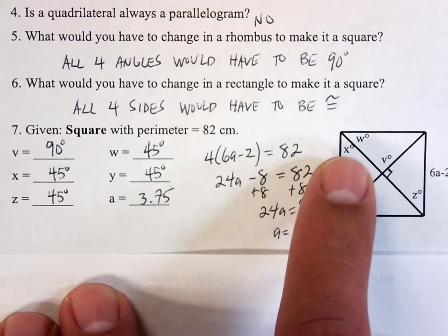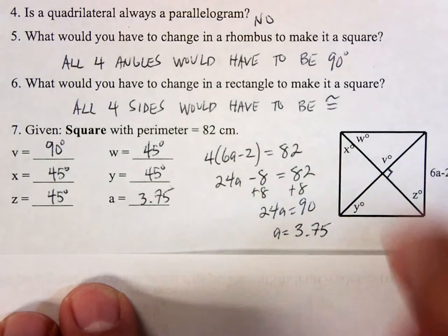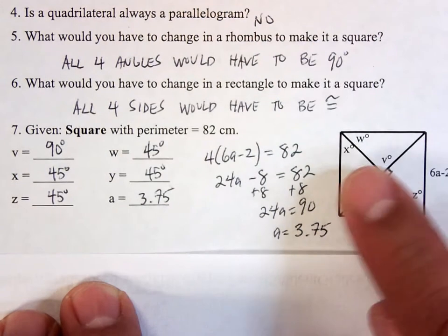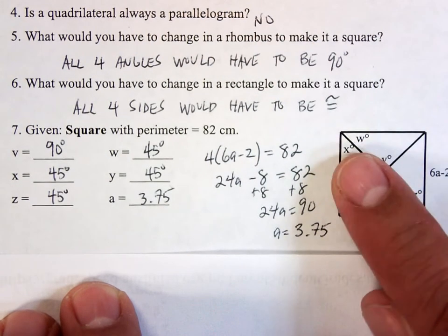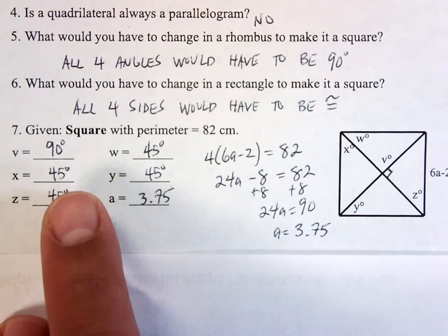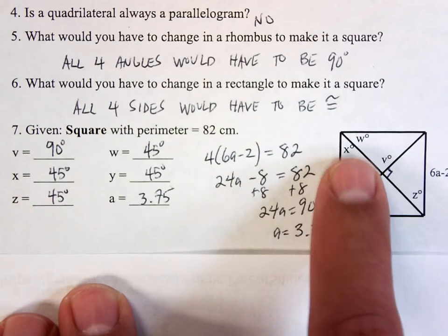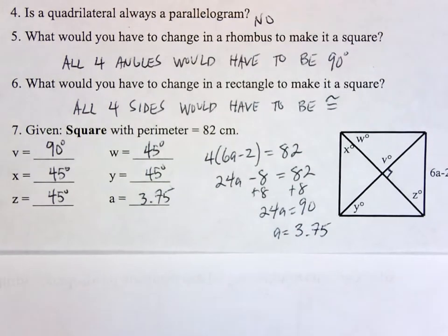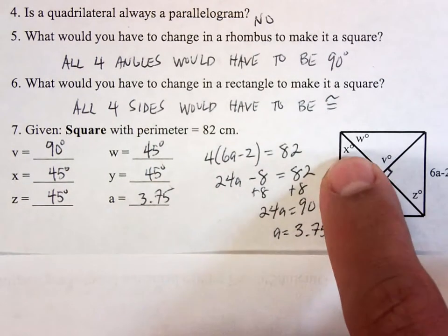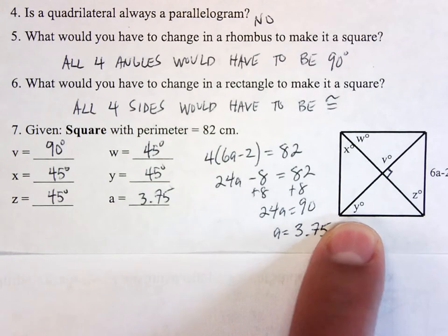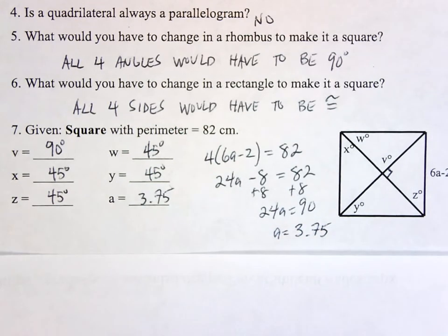W, remember, this is a square, which means this whole angle over here is a right angle. Remember, my diagonals bisect these angles. So each of these must be 45. So W has to be 45 degrees. X, again, same thing. My diagonals bisect a rhombus. A square is a rhombus, so my diagonals bisect these angles, so X is also 45. For the same reason, Y is also 45. For the same reason, Z is also 45.